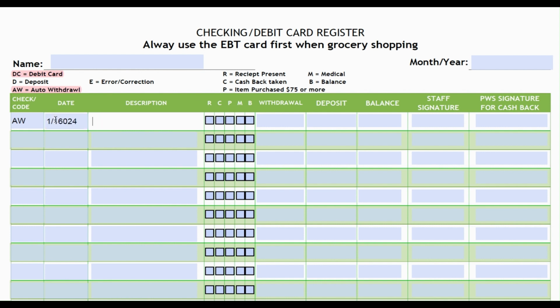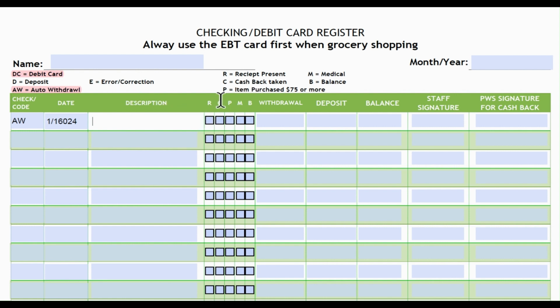And then the description of the receipt. So that's where you're going to write in like McDonald's, or actually, this is an auto withdrawal. So it's most likely going to be Amazon Prime subscription, or another common one is, like PSE might be set up on auto pay, Xfinity. And for those, we do require a receipt.